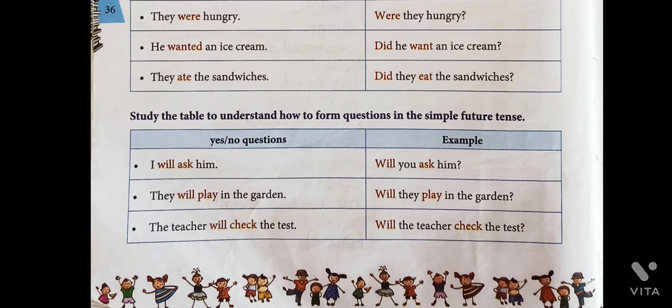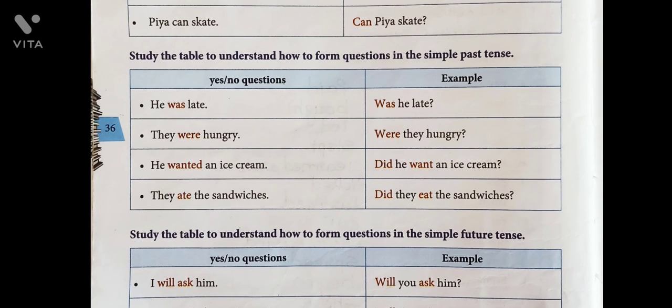Okay. Now they ate the sandwiches. इधर eat का क्या हो गया है? Ate हो गया है. Ate is the past participle of eat. So if we want to ask question, we have to use did. Did they? अभी ate का क्या हो जाएगा? Eat हो जाएगा. Because we are using did to show the past tense, right? So did they eat the sandwiches? So this is how we form questions in the simple past tense.